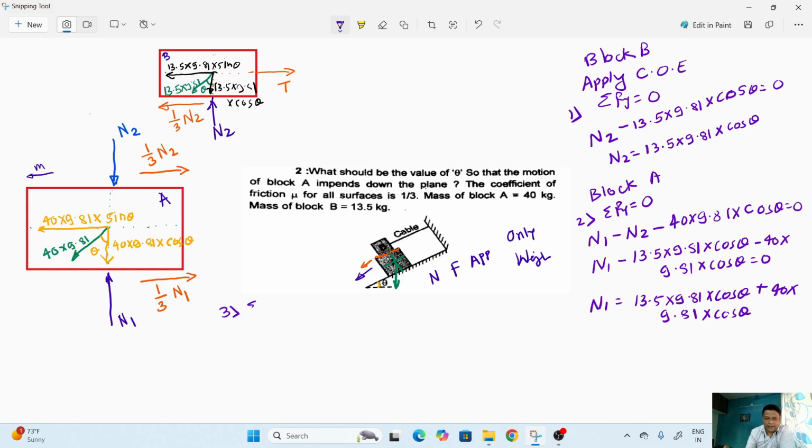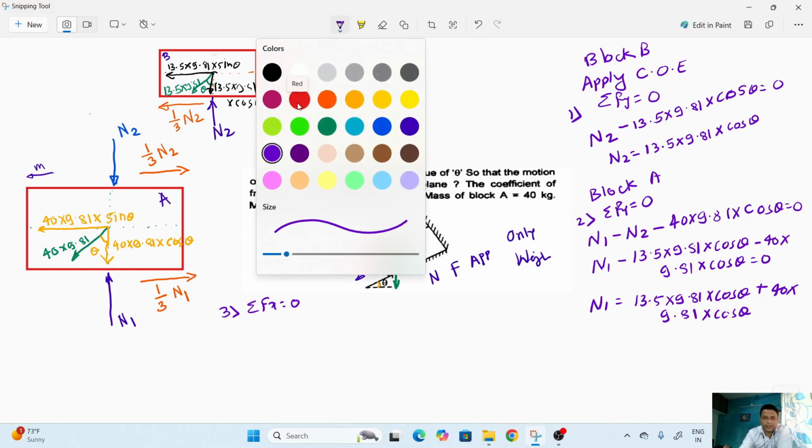So for block A, we can write summation Fx is equal to 0. Now see what are the horizontal components here. First one is 1 by 3 N2, it is positive. Next one is 1 by 3 N1, it is again positive. And the last factor is 40 into 9.81 into sine theta. This is the horizontal component of the weight force, so we can utilize it here. So here we can write, starting with the equation. I will change the color so it will be easy for you to understand.